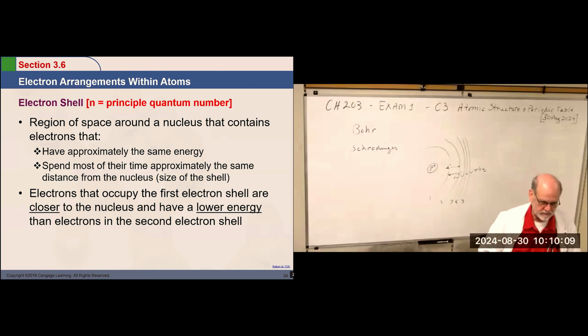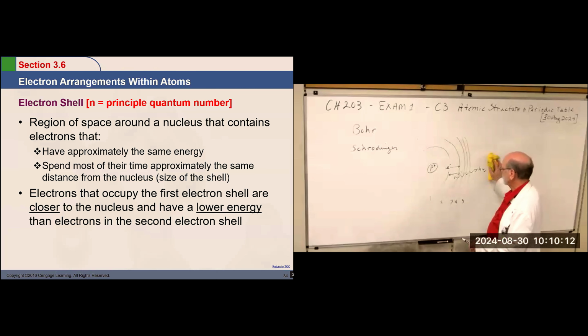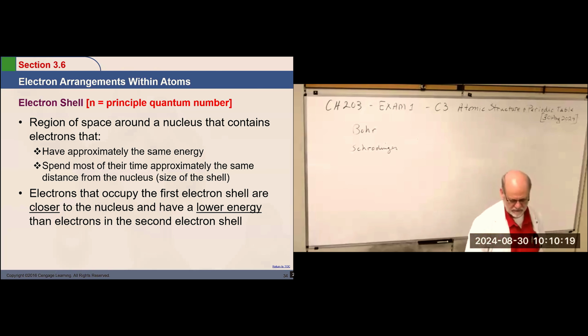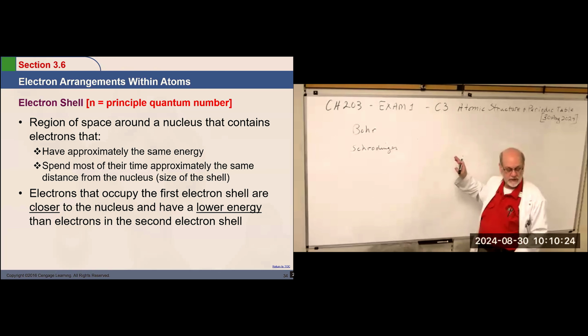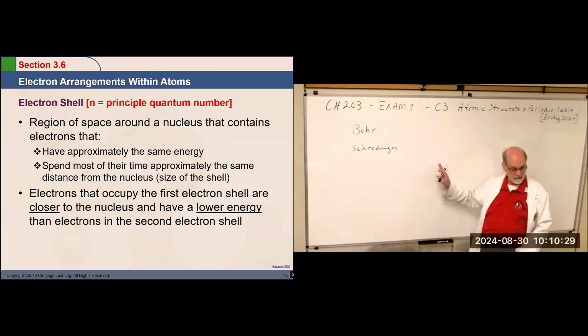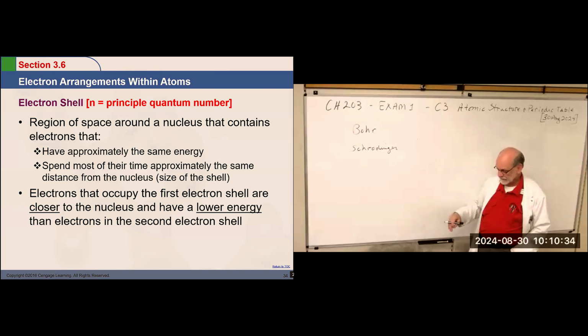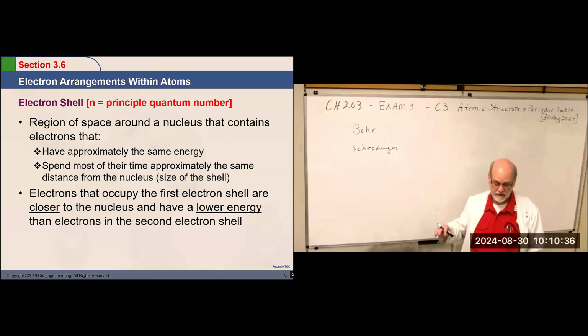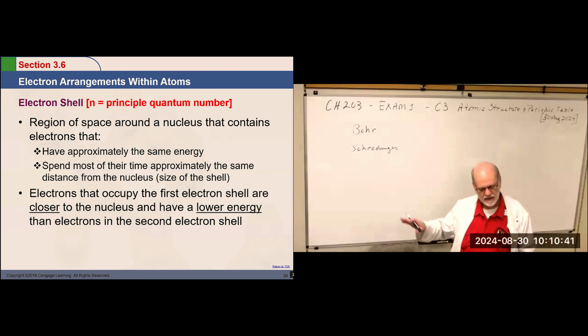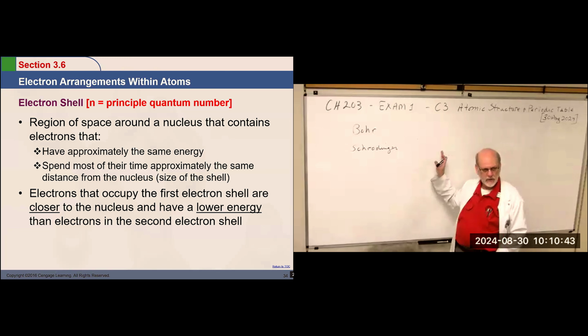That was Bohr's contribution. Erwin Schrödinger proposed the quantum mechanical model of the atom. So Bohr introduced us to the quantum. In other words, the electron only moves in discrete units. It's not continuous, it's quantized. And then Schrödinger took that further and developed a system of equations that would allow us to apply this model to all the elements.